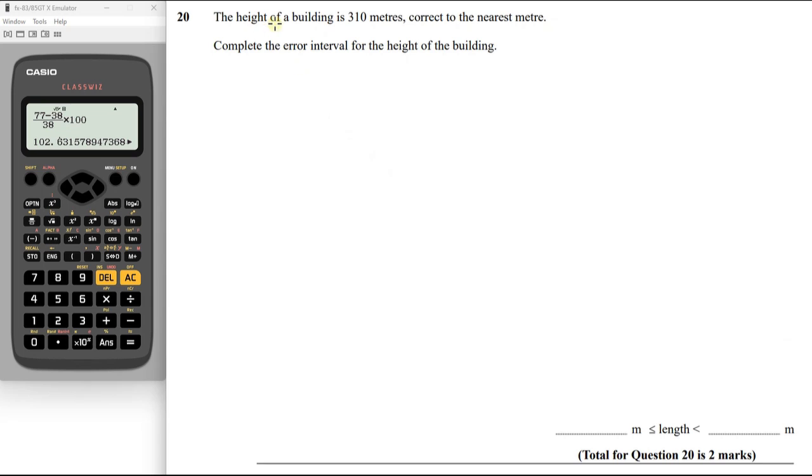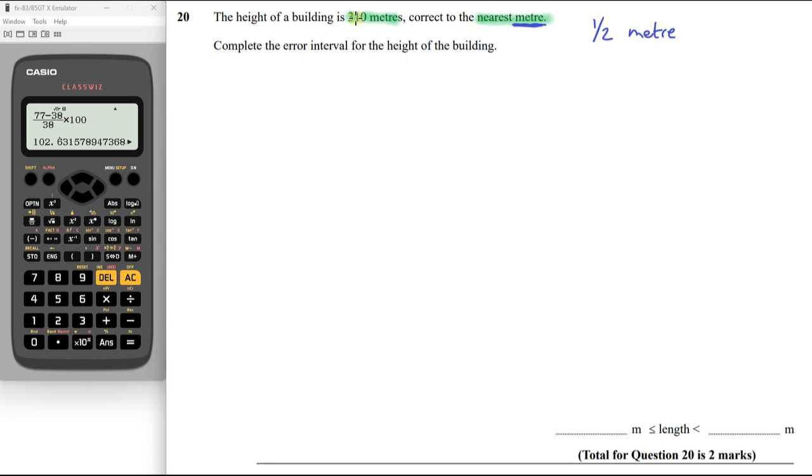Question 20. The height of a building is 310 meters, correct to the nearest meter. Complete the error interval for the height of the building. So whenever you need to calculate the upper and the lower bounds, you always choose half of whatever unit you've been given. Because it's to the nearest meter, we're going to go half a meter below and half a meter above. It's always half of whatever units. If it said here to the nearest 10 meters, well, we'd go 5 meters below and 5 meters above.